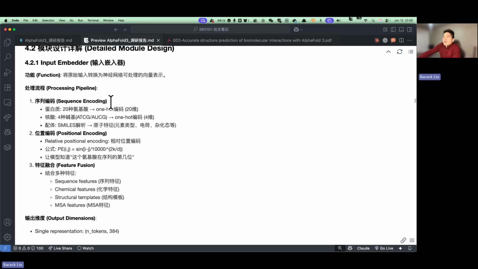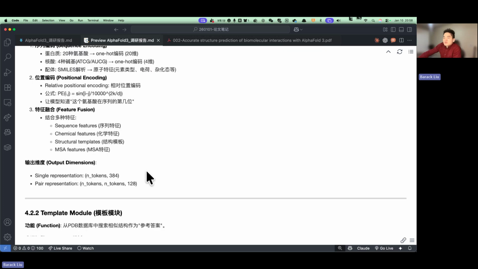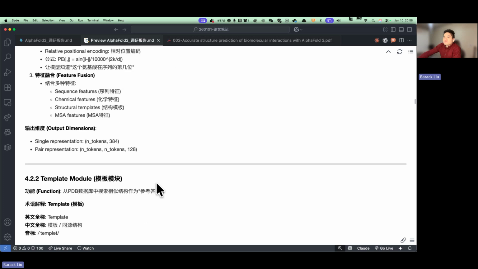So you see, it doesn't provide English translation here as well. Processing pipeline: sequence encoding, positional encoding, feature fusion. Output dimension: single representation and pair representation.